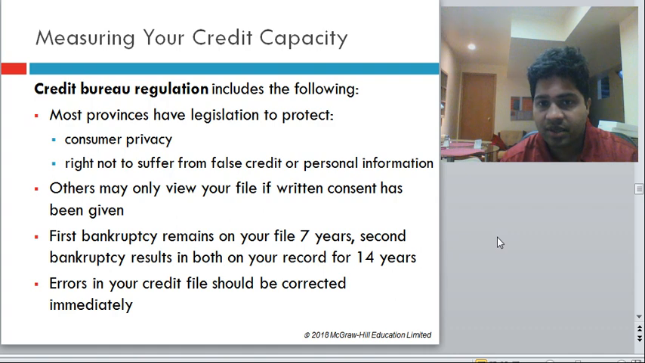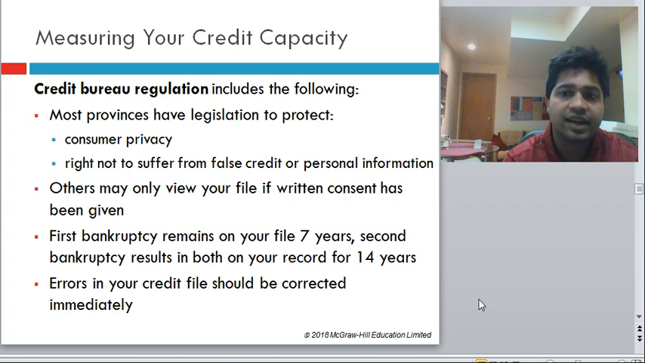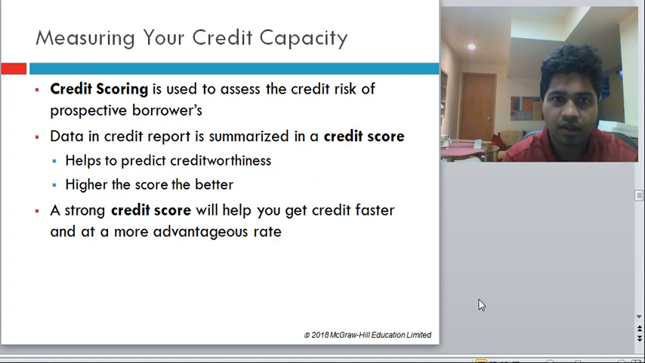A first bankruptcy stays in your file for 7 years. A second bankruptcy results in both being on your record for 14 years. So if you file for bankruptcy, it is shown in your credit report for 7 years and then it is removed. Errors in your credit file should be corrected immediately.